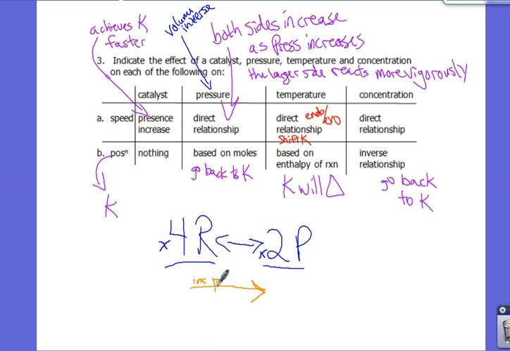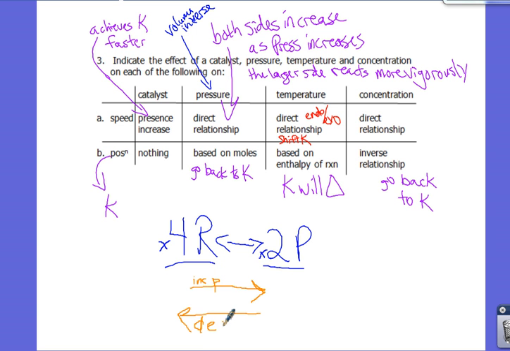Trying to write pressure with a mouse, probably not the best idea. So trying to increase the pressure would force this particular reaction to the right. What if I decreased the pressure? If I decrease the pressure, both pieces slow down. But again, the side with more moles decreases more rapidly than the side with fewer moles. So the reactant side would slow down a lot more in this scenario than the product side. And therefore, if you decrease the pressure, you would see a shift this way.